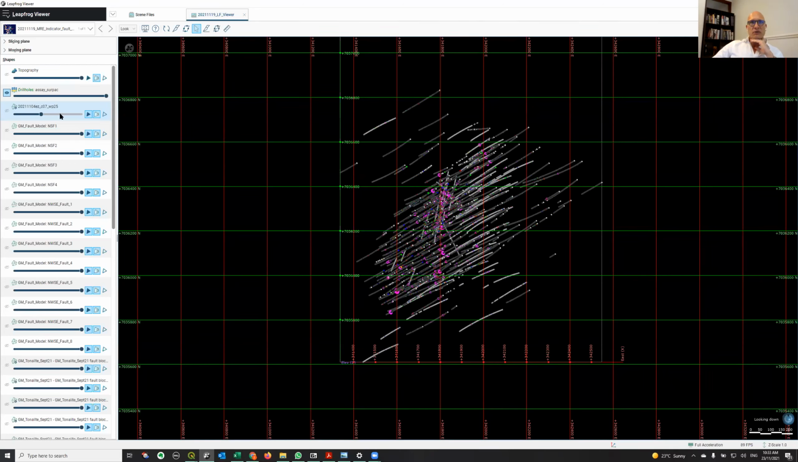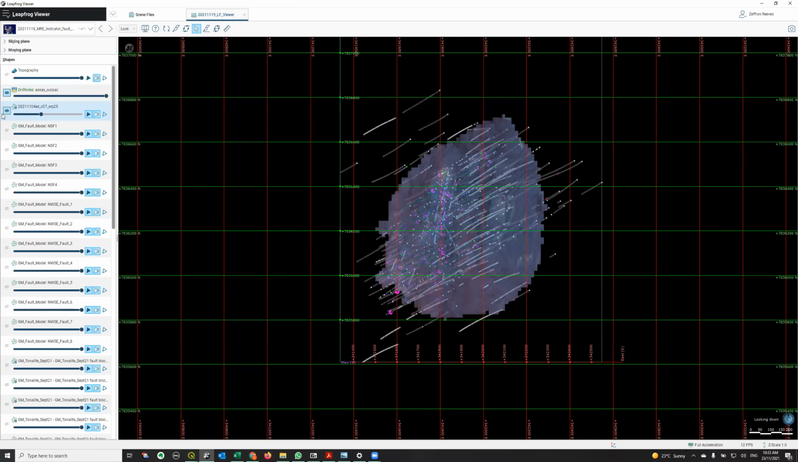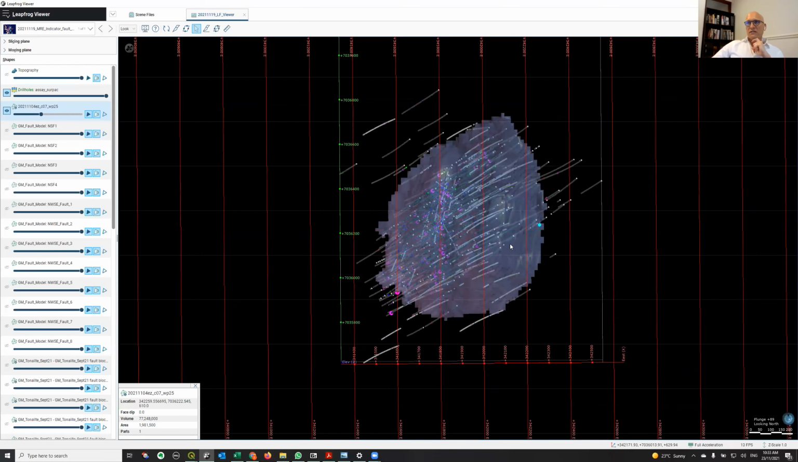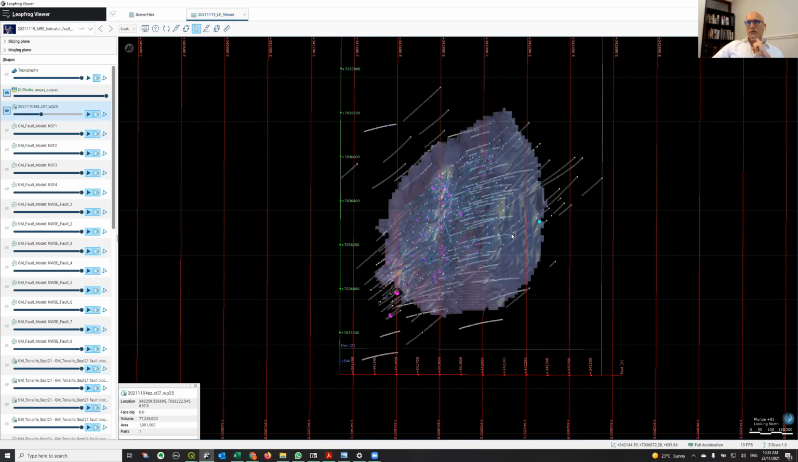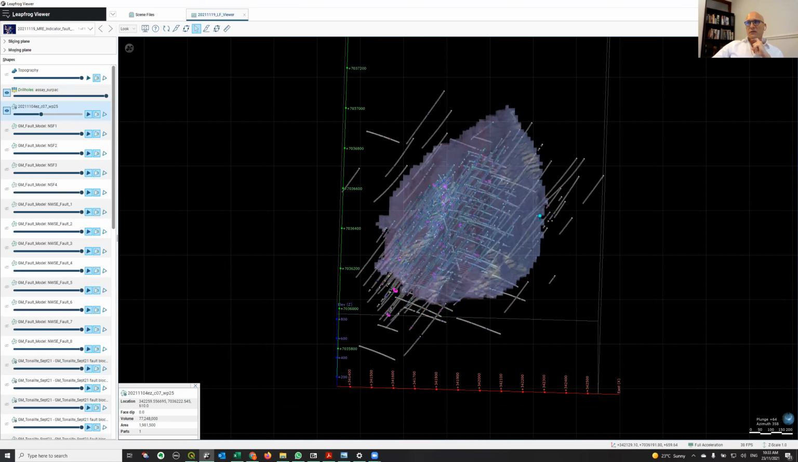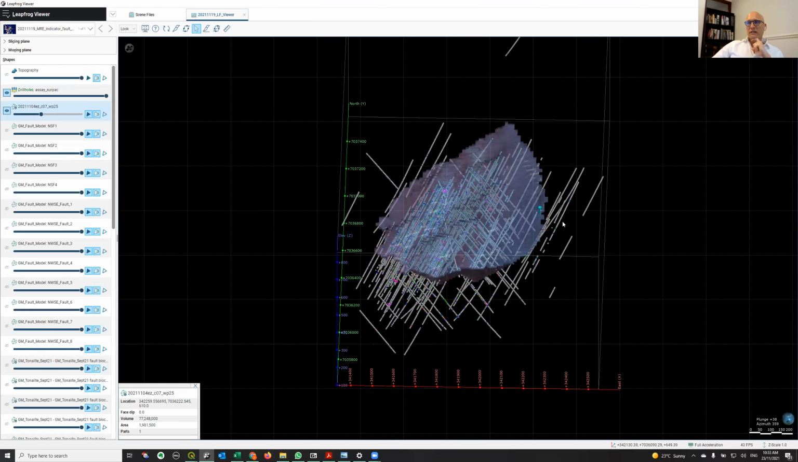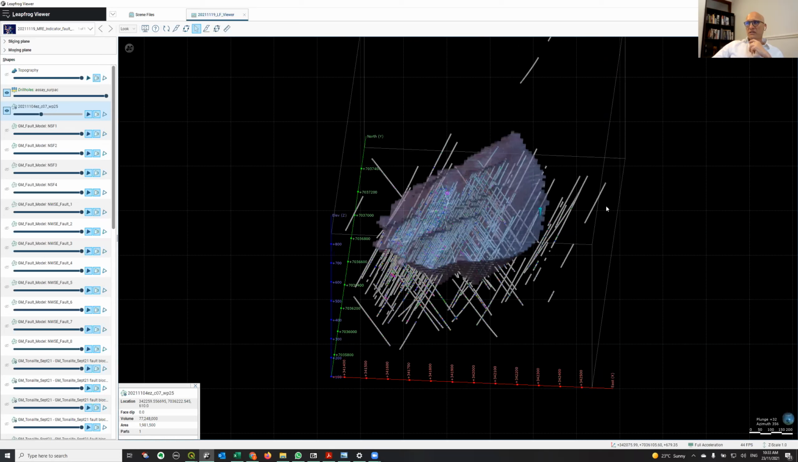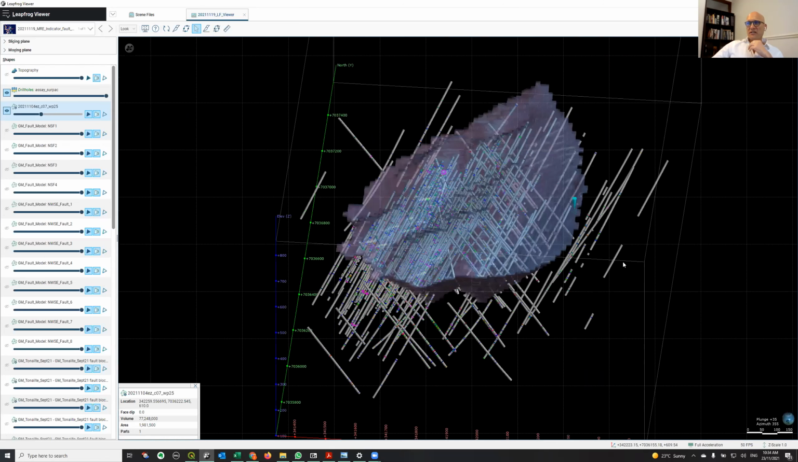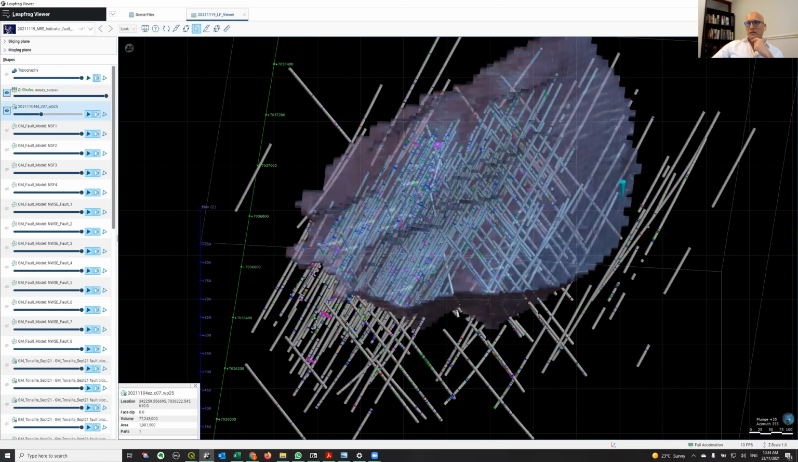If I put the pit shell on, that's the pit shell. And if I tilt this so that we're looking north, this is all the drilling out here to the east, and you can see how continuous this mineralisation is out here. So this is a big distance.